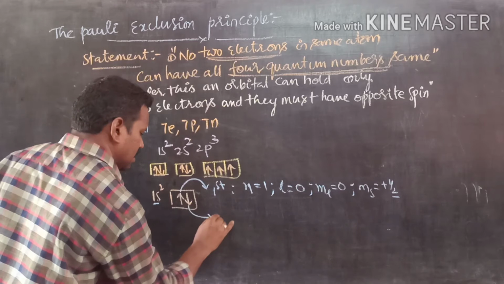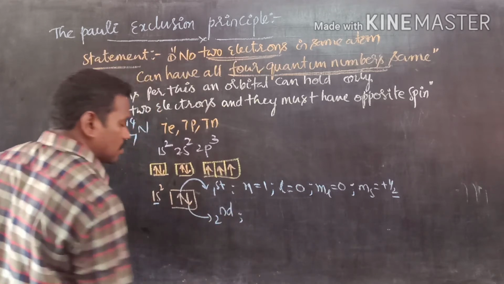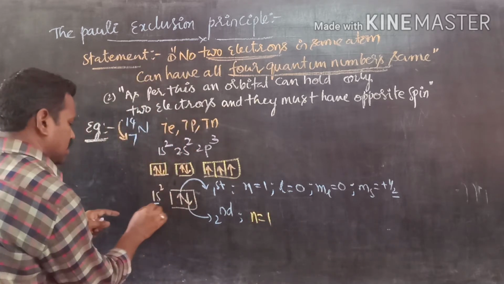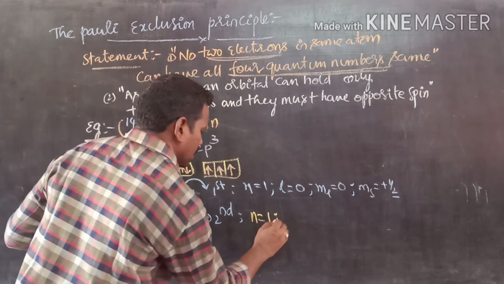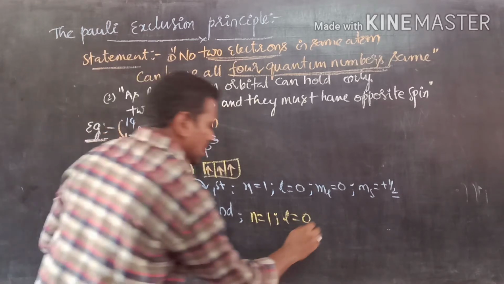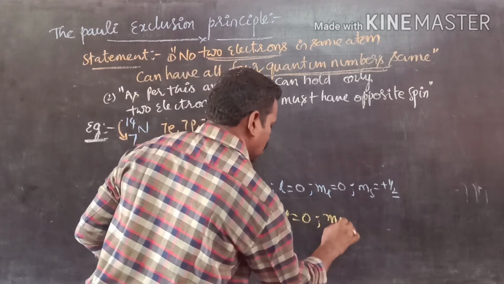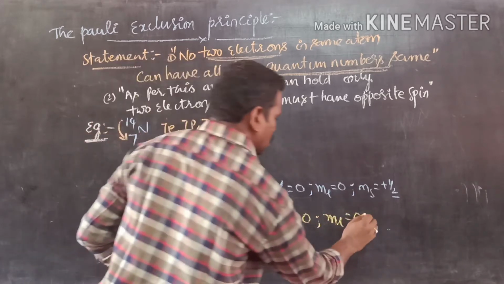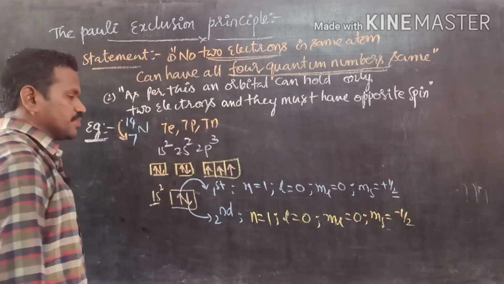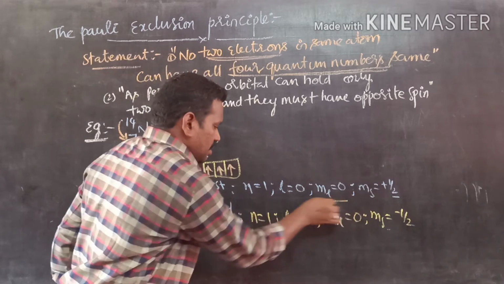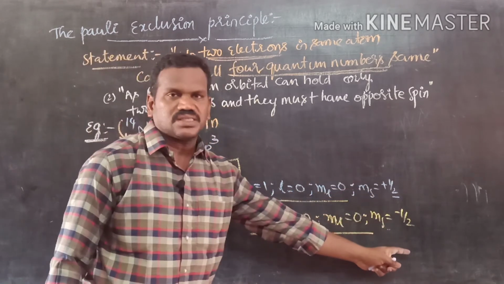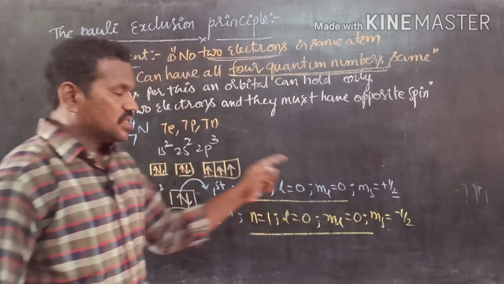Then we come to the second electron. I am writing the quantum numbers of the second electron. Here n is equal to 1, because it is the first principal level, and l is equal to 0, because that electron is in the sublevel s. Where l is equal to 0, ml also becomes 0, then ms is equal to minus half. If you observe, 3 quantum numbers are the same, but there is a difference in the 4th quantum number. That is what the given statement says.